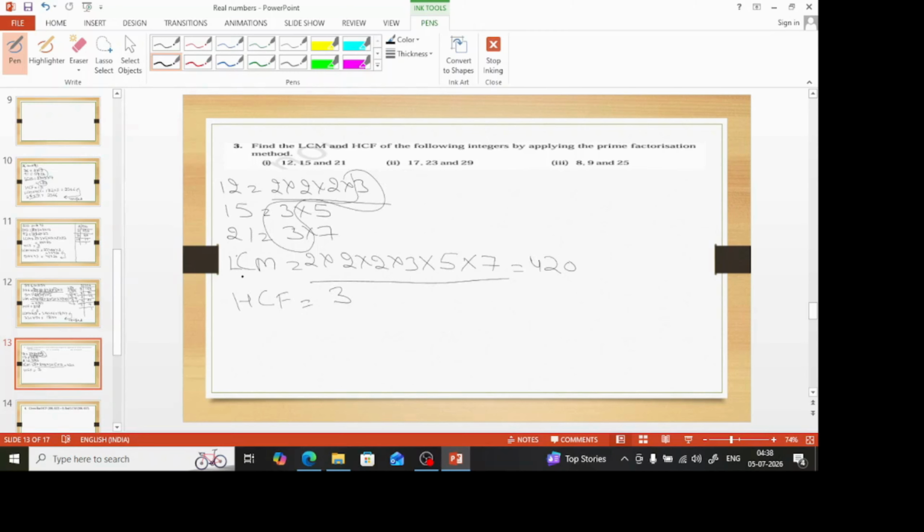I repeat the meaning of LCM. 420 is divisible by 12, 15 and 21. And 12, 15 and 21 are divisible by 3.